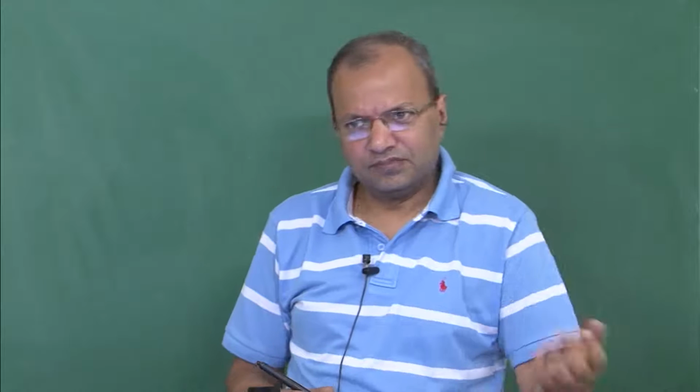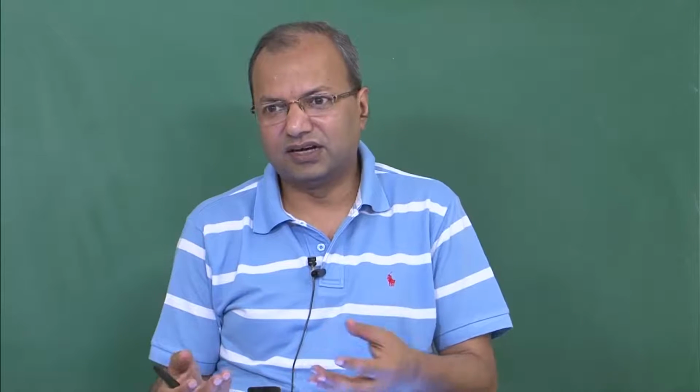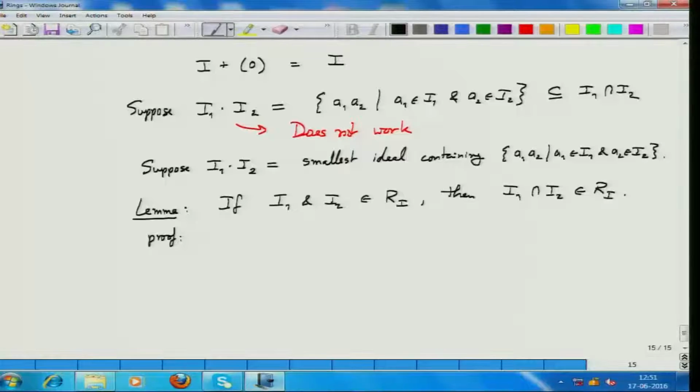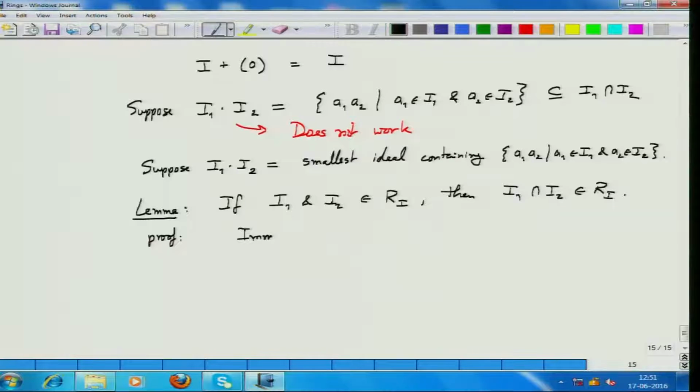Why? Again, the proof is pretty simple. If two elements are in the intersection, I1 intersect I2, their sum is also in the intersection, because these two elements are in I1 as well as in I2, so their sum would be in I1 as well as in I2. Similarly, take any element B of the ring and multiply it with an element of I1 intersection I2. Since it is in I1, the product will be in I1. Since it is in I2, the product will be in I2. So therefore, it is in both I1 and I2. So the proof is immediate.